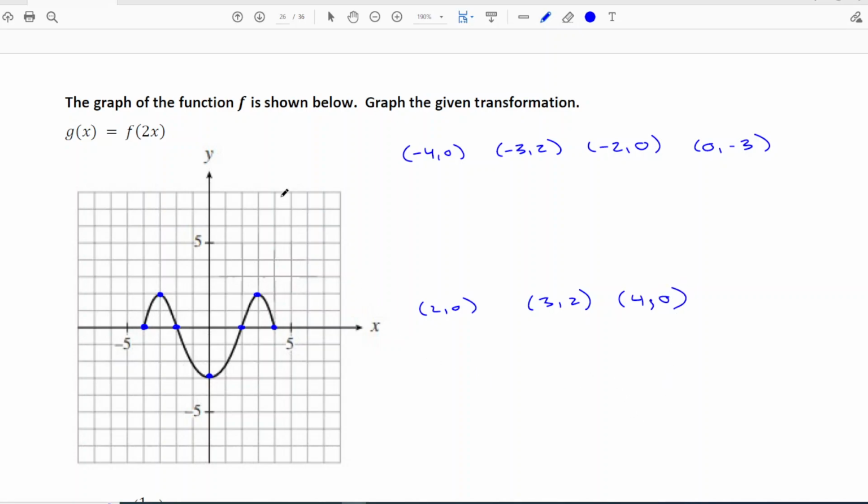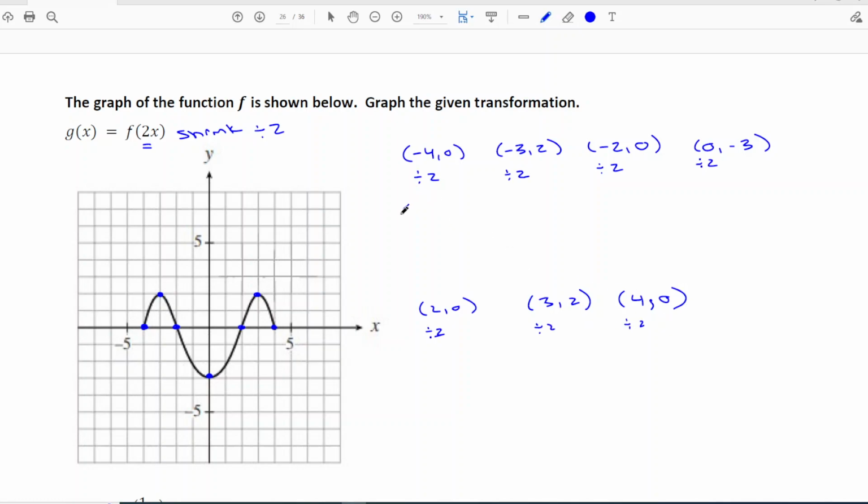Okay. Then what do they want me to do? Well, this is going to be a shrink. So I'm going to take my x coordinates and I'm going to divide them by 2 or multiply them by a half, whatever you want. So I'm going to divide all of my x coordinates by 2. And I always take the time to actually write this out because it prevents me from making dumb mistakes.